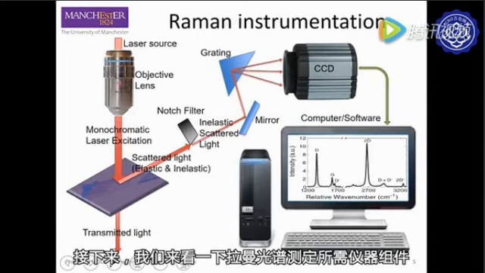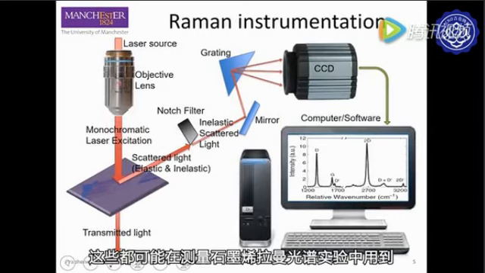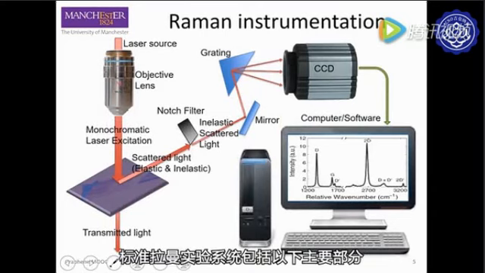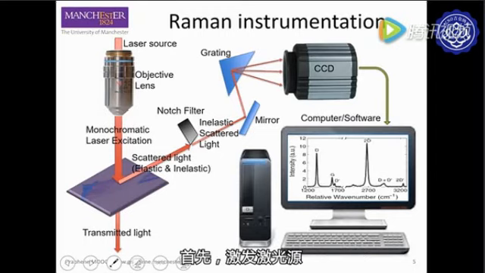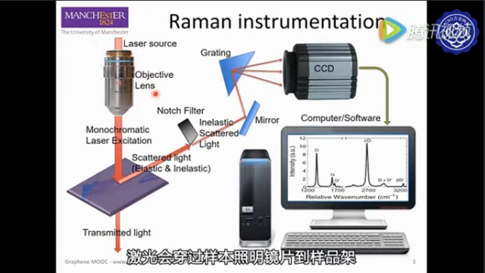Next, we look at the components of a Raman instrument, which might be used to obtain the Raman spectrum of graphene. The typical Raman system consists of these major components. First is the excitation laser source. This goes through the sample illumination optics to the sample stage.